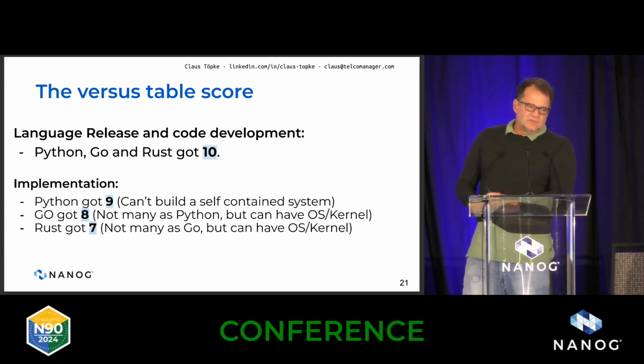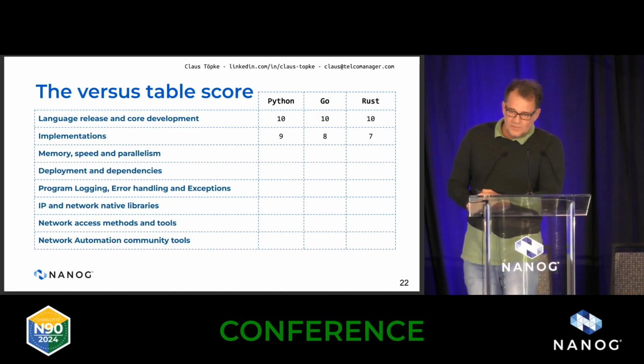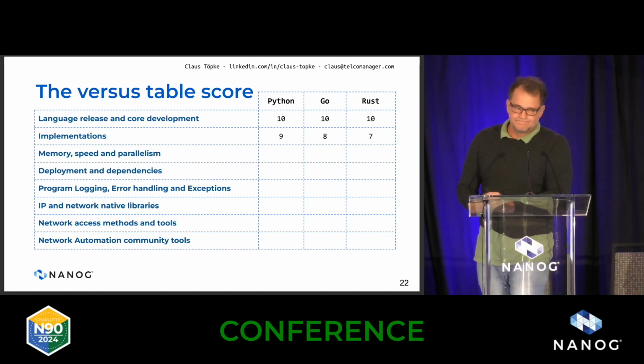Okay, so in this virtual battle for language release and implementation, I would give 10 to all of them because they are pretty updated. And for implementation, I would say that Python wins, Go goes second and Rust last, so 9, 8, 7. So in our table, we've got those numbers now.